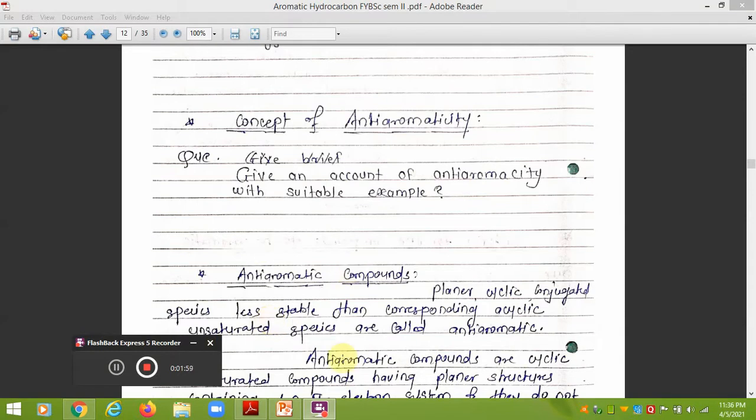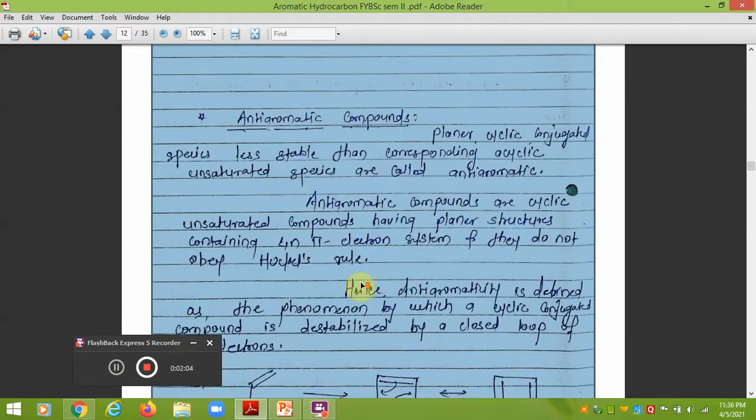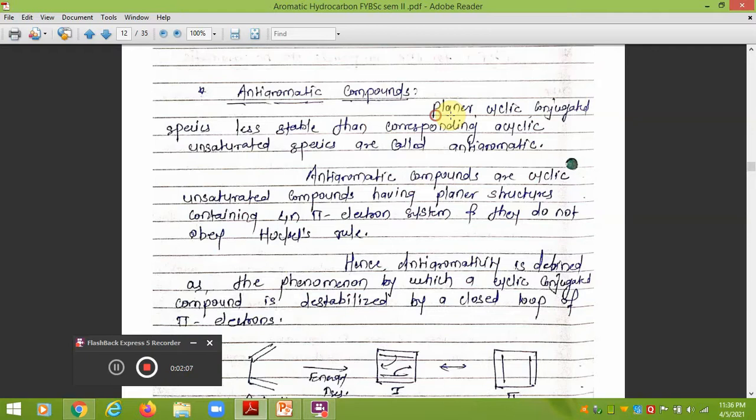So dear friends, today we will discuss the concept of anti-aromatic compounds. Definitely this compound is quite different when compared with the aromatic compound. Here there are some compounds which are cyclic, planar, having conjugation, but these are less stable than the corresponding acyclic unsaturated compounds like alkenes, and these compounds are called anti-aromatic compounds. Based on this, we can define an anti-aromatic compound as a cyclic unsaturated compound having a planar structure and containing 4n pi electrons, which does not obey Huckel's rule.